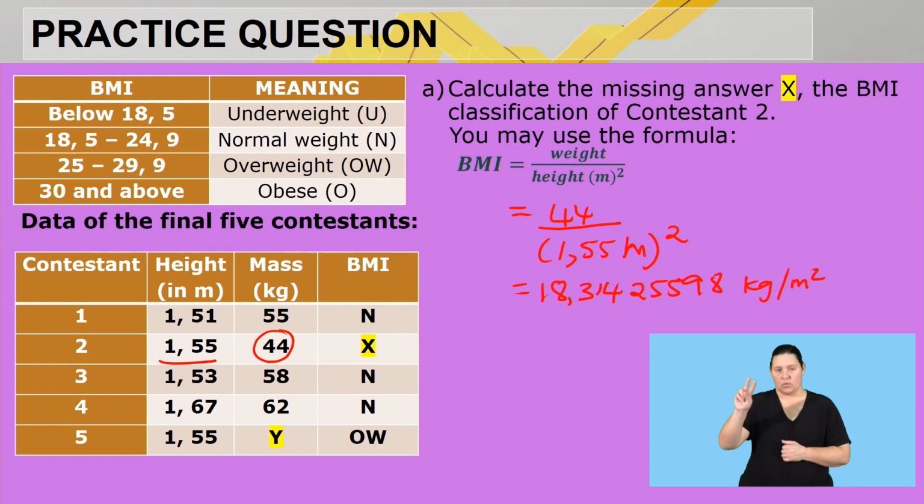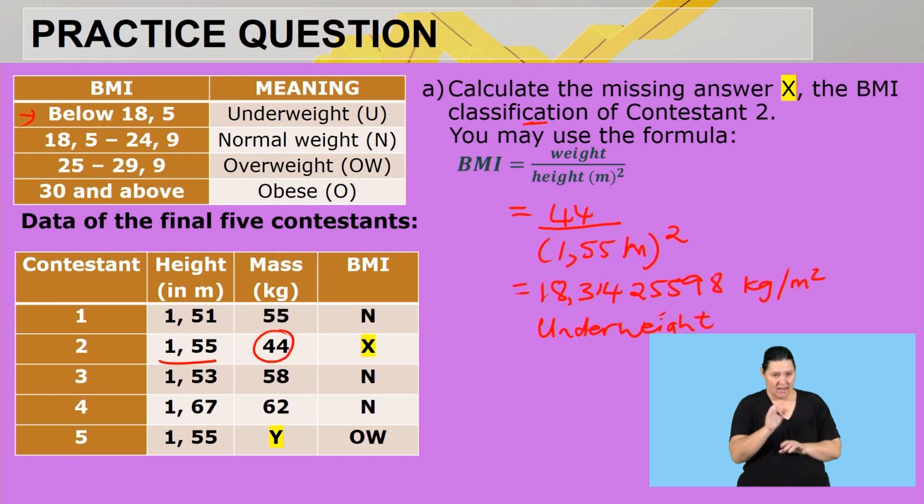That's my unit. Now remember it says we must classify the BMI classification. So it is 18.3. Now looking at this, 18.3 is, yeah, we agree, below 18.5. So therefore we can say that contestant number 2 is underweight. Guys, I hope that is clear to you. Remember we did the calculation, now we are classifying this contestant based on the BMI of this contestant.